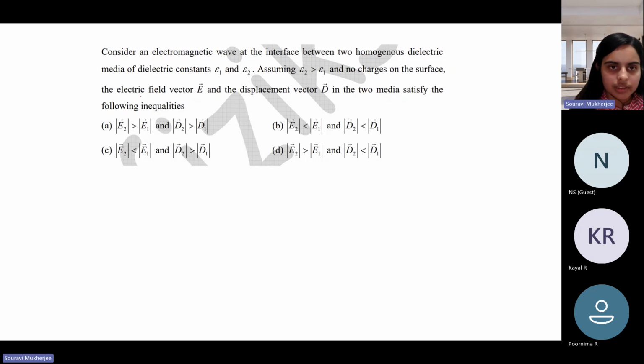And this is your electric field vector, this is your displacement vector. Now, what are the two conditions? What are the inequalities that E and D satisfy in these two media? Now, this is a very qualitative question. So by looking at it, can you tell me what the answer should be?